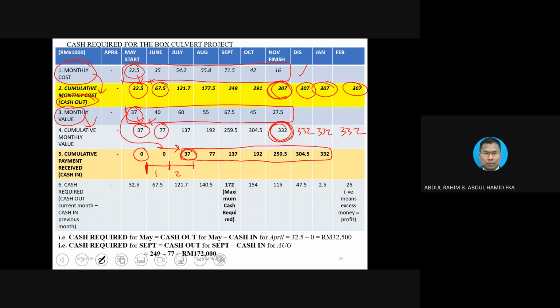Once you already know the monthly value, and if there is no other deduction, the payment will be equal to the value. Except this is the issue: when to put the first payment. So we already identify, oh, okay, the 2 months after the progress claim will be here. So you just simply put the value there on the right place.